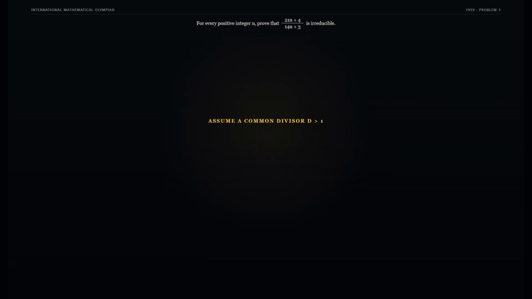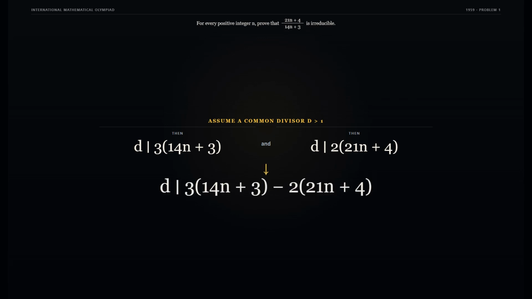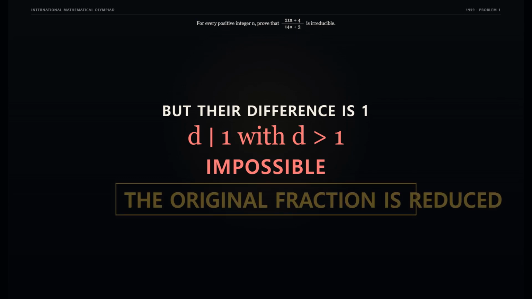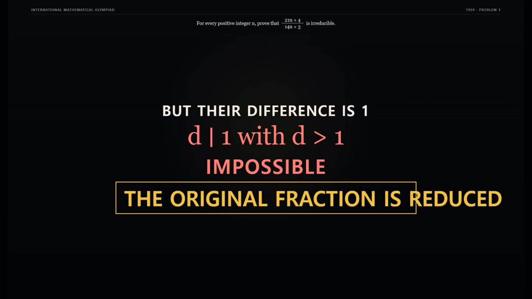Suppose 21n + 4 and 14n + 3 had a common divisor d greater than 1. Then 3(14n + 3) would be divisible by d, and 2(21n + 4) would also be divisible by d. Their difference would therefore be divisible by d, but their difference is 1. That is impossible. So the original fraction is reduced.